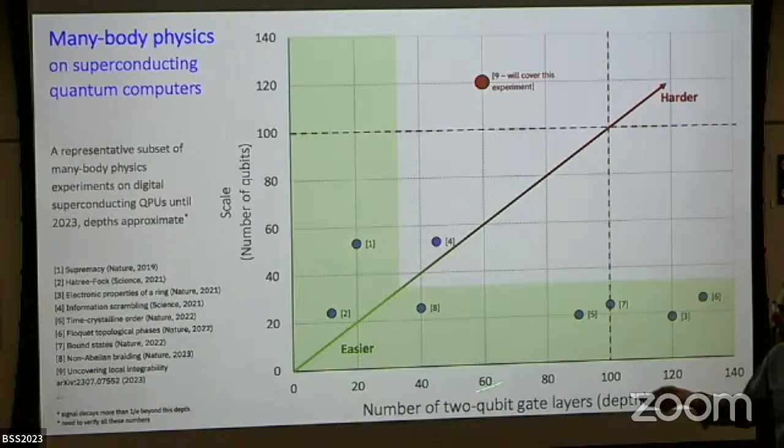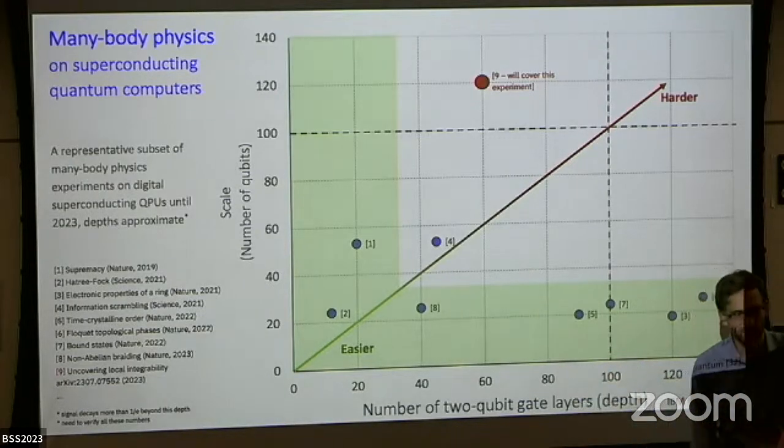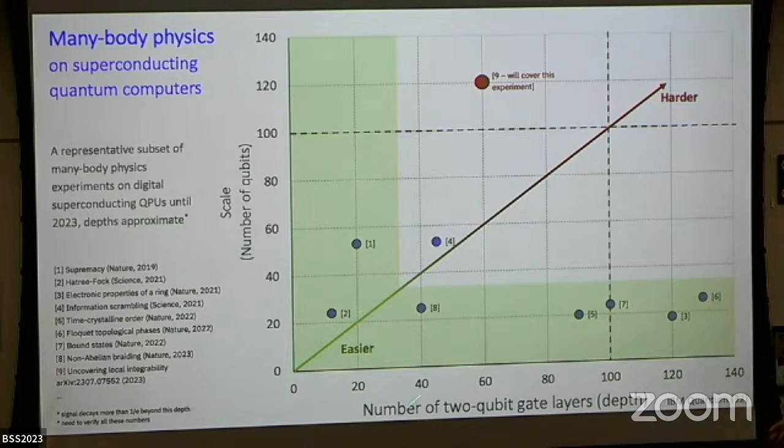I've tried to take a few visible experiments over the years here and plot them in this curve. You notice that most of them are under 20, 30 qubits. They can go deeper. You notice there are a couple that are more qubits, but they're shallow. That's because it's easy to go deep. It's easier to go big, but it's very hard to go big and deep. So it gets harder and harder.